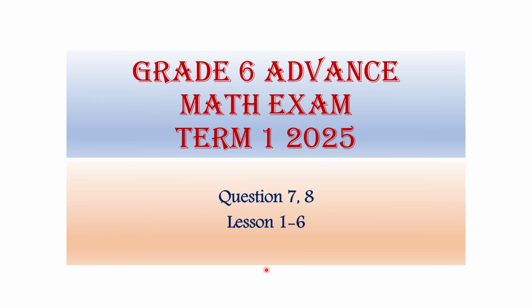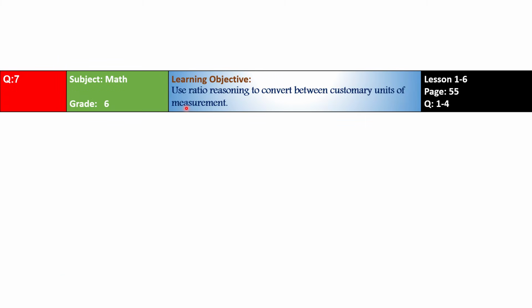Hi everyone, in this video we are going to revise lesson 1-6 for grade 6. We will use ratio reasoning to convert between customary units of measurement. This lesson is basically about converting units of measurement. Our requirement is to use ratio reasoning, as our unit is about ratios and rates. I will discuss two methods with you to convert the units of measurement. Whichever you think is easier for you, you can pick that one for solving your questions.